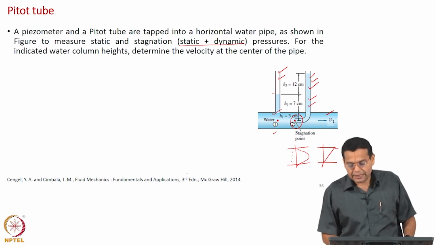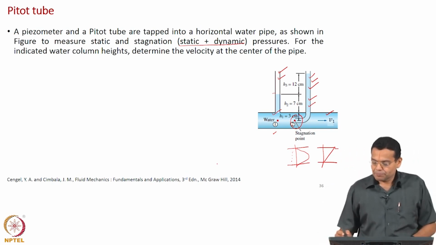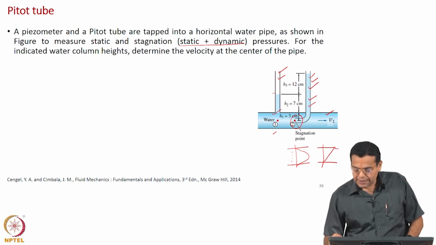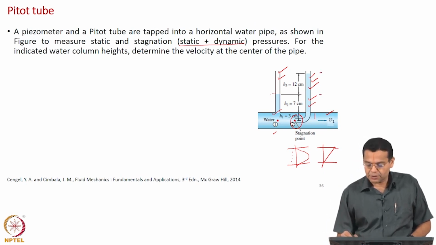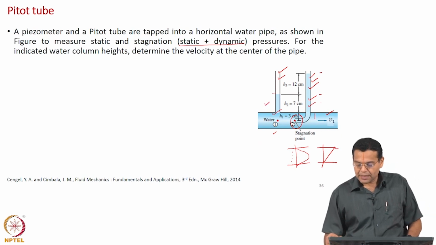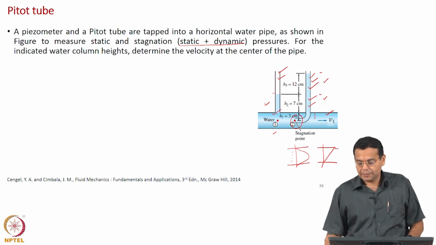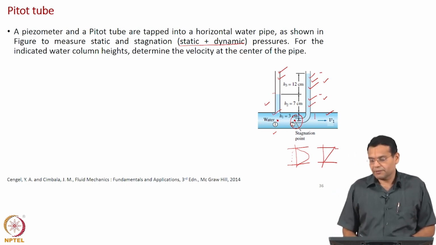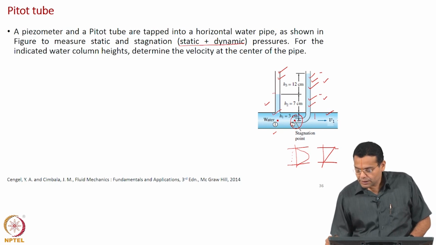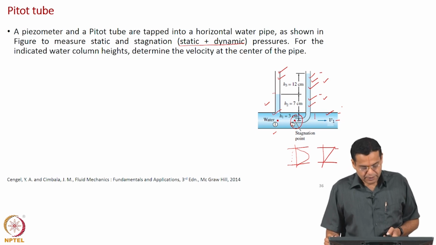For the indicated water column heights, what are the water column heights indicated? This is 3 centimeter, and this is 7 centimeter, and then 12 centimeter. So, here the water rises to 7 centimeter, here the water rises to 7 plus 12, 19 centimeter. Of course, you have 3 centimeter between the point, in this case we are interested in measuring the velocity along the central line. So, between the point of measurement and the wall, there is a 3 centimeter height.